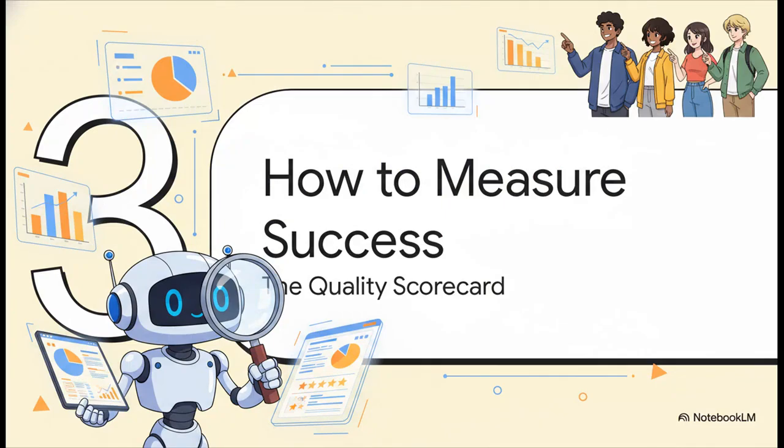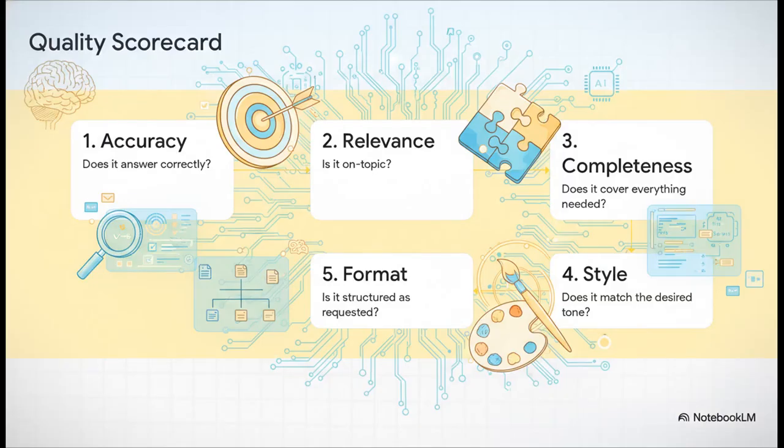But here's the thing, testing is only half the battle. You can run all the experiments in the world, but if you can't actually measure the results, you're still just guessing. And that's where the quality scorecard comes in. This is how we're going to measure success. This scorecard is your best friend for staying objective. You just ask yourself a few simple questions. Was the information accurate? Check. Was the output actually relevant to my request? Check. Did it give me everything I asked for? Was it complete? Check. Did it nail the style I wanted? Check. And finally, was it in the right format? Check. See, by scoring each output against these 5 points, you turn a vague gut feeling into cold, hard data.